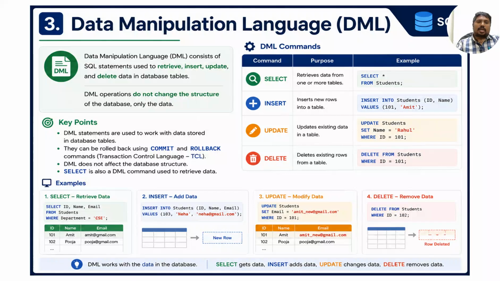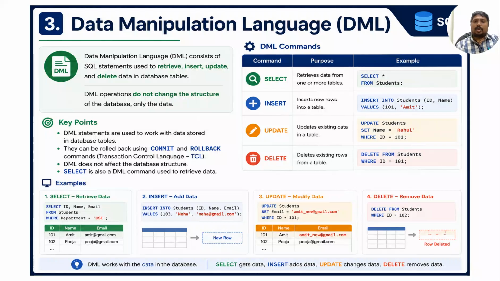The first is select to retrieve the data such as ID, name, and email from student table where department is a CSE. Means when there is a department CSE, this statement fetch the data of ID, email, and name from the student table. Second example, inserting data is the inserting into student table ID, name, and email with the given values.